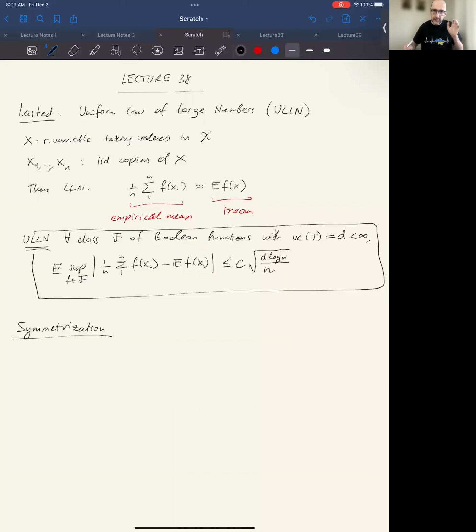Symmetrization is a very general tool that allows us, almost miraculously, to replace unknown distributions of random variables by Bernoulli distributions, like plus or minus ones. And here is how it works. Symmetrization lemma. This is due to Giné and Zinn. I can't remember when, the 80s, 90s.